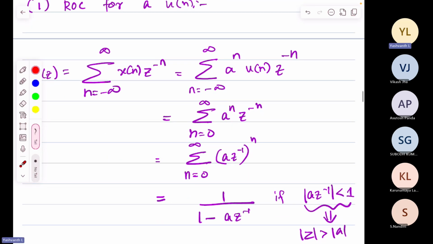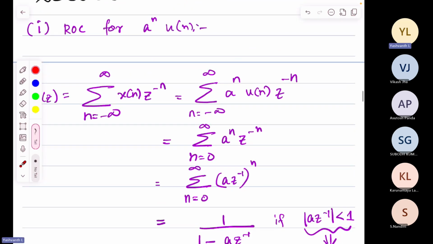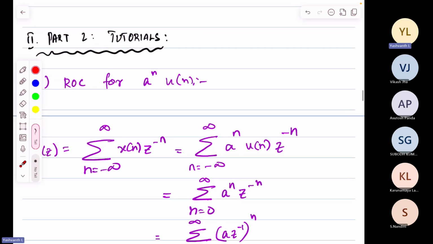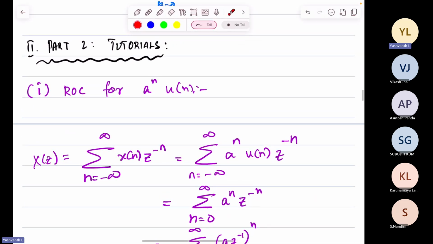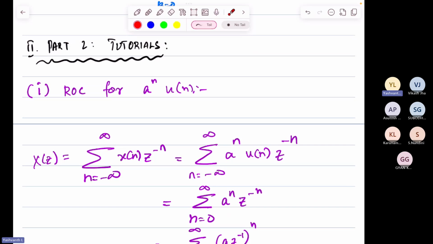Okay, so this was just about how to find the ROC. I found that in several places people had some difficulties in finding how the ROC in the Z transform is computed. So I just wanted to show you an example. Let's say you consider a signal a power n u of n, and I want to find the ROC for its Z transform.